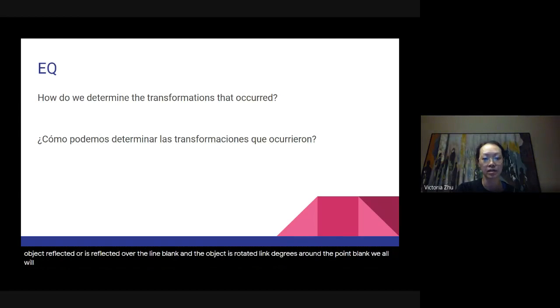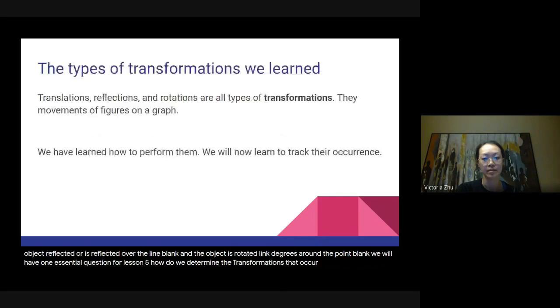We will have one essential question for lesson 5. How do we determine the transformations that occurred? So we might be wondering what transformations are. Translations, reflections, and rotations are all transformations. They are movements of figures on a graph. We have learned how to perform them, and now we will look into how to track their occurrences.